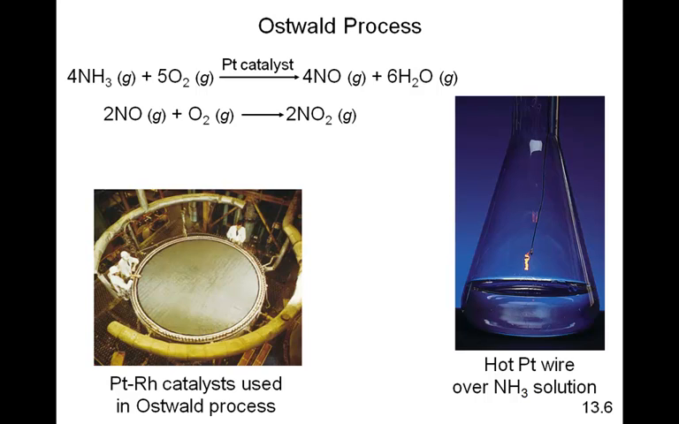Then the NO is used to make NO2 in the following reaction. And then the NO2 is reacted with water and used to form nitrous acid and nitric acid. So these are the 3 steps in the Ostwald process, using platinum wire as a catalyst.